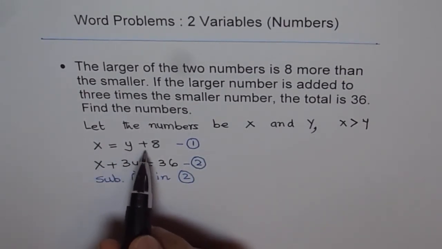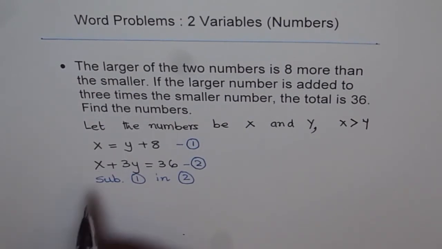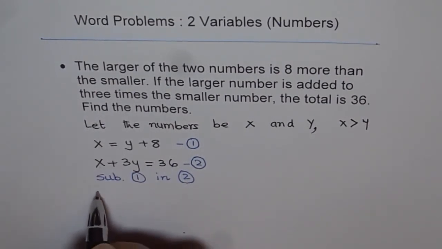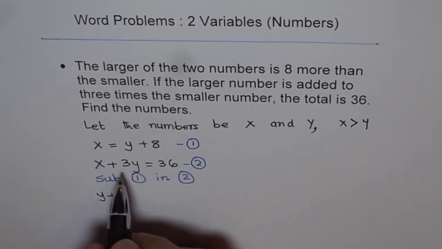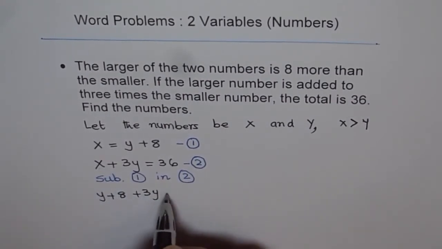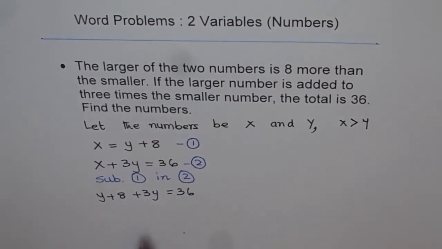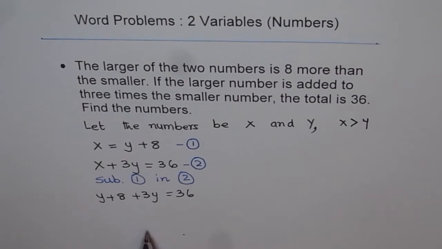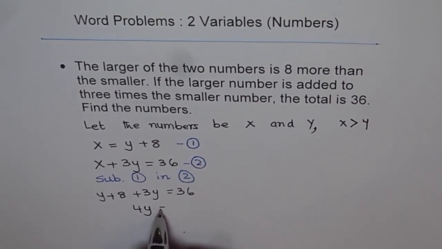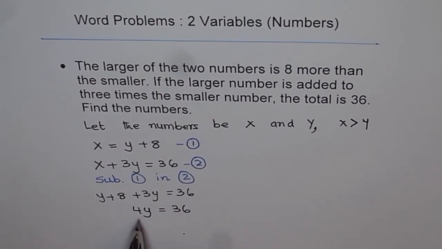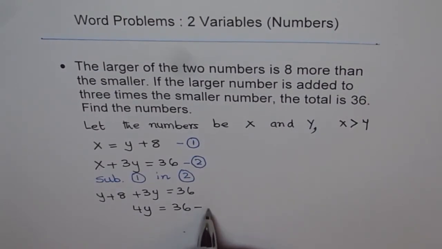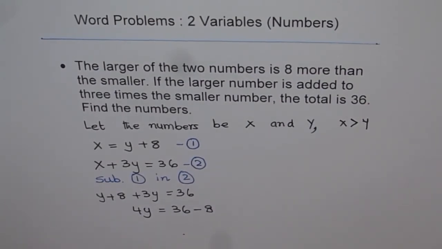So x is y plus 8. So I'll write y plus 8 in the second equation. Instead of x, I'm writing y plus 8, and we already have plus 3y equals 36. Now you will notice we have an equation in only one variable, and so we can solve it. y plus 3y is 4y, so we say 4y equals 36. Let's keep variables on the left side and numbers on the other. So we'll take 8 to the other side and we get 36 minus 8. So we get 4y equals 36 minus 8.